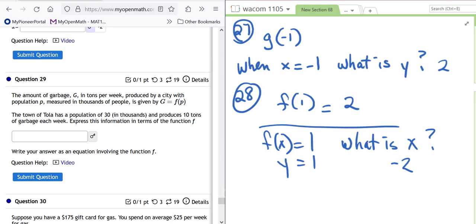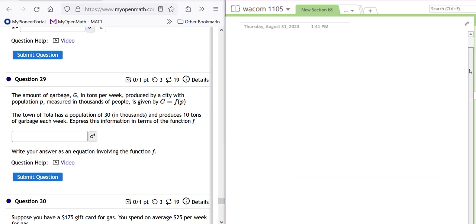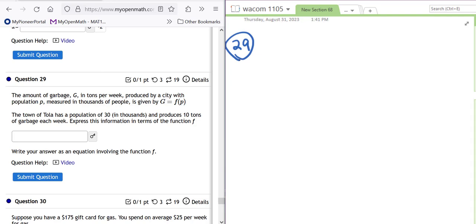These, it's just learning to understand what a function means and take it out of that word problem, and you're just writing a function for it. So you're not really doing math. It says the amount of garbage G in tons per week produced by a city of population P measured in thousands of people is given by this formula. So G equals f of P.